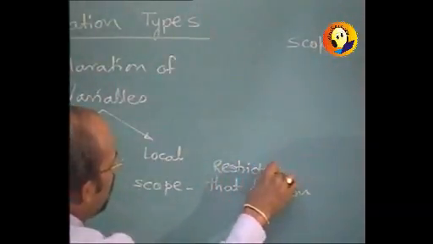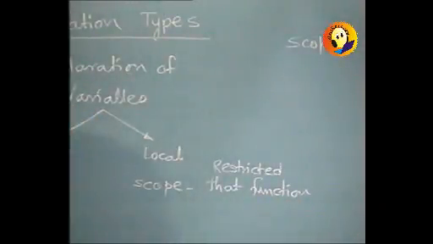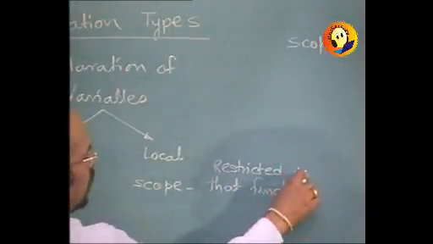That means the variable which is declared inside the function will be accessible through that function only. So the scope is restricted to that function.